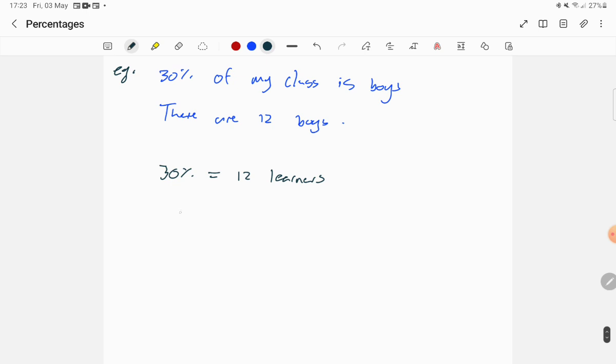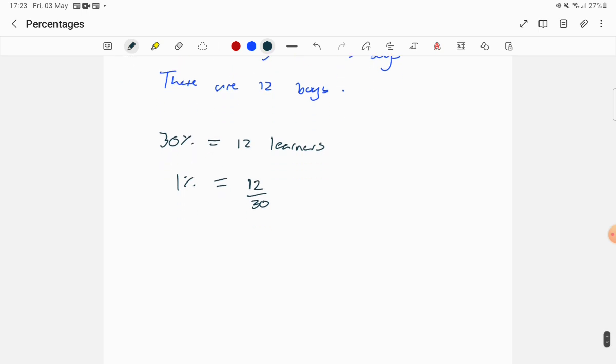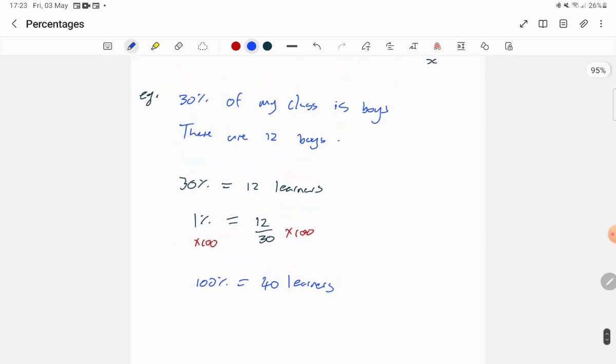So for 1%, we're dividing both sides by 30. So this would be 12 over 30. So for 100%, we would times both sides by 100. It's kind of like using your ratios here. So 100% of the class is 12 over 30 times 100, which is 40 learners. So technically there are 40 learners.